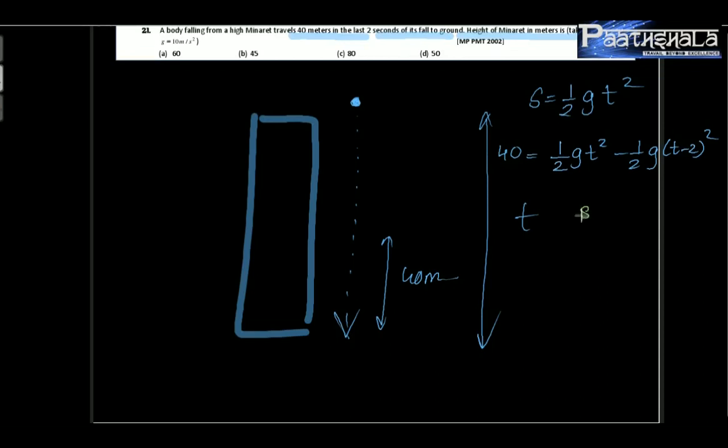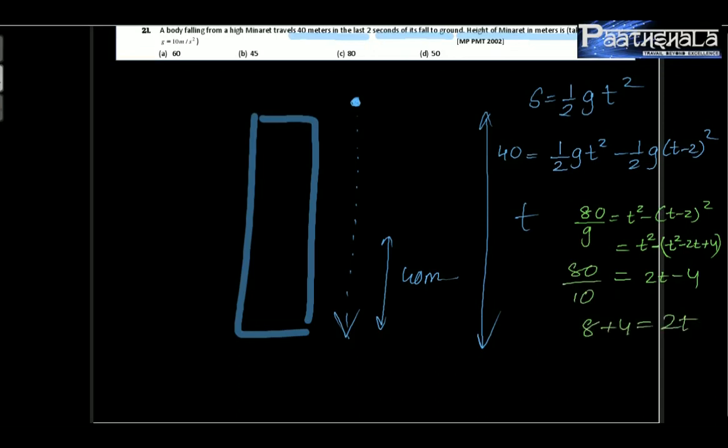Okay, so 80 divided by g is equal to t square minus t minus 2 the whole square, is equal to t square minus 2t plus 4. Is equal to, t square goes away, 2t minus 4, that is 80 by 10. So 8 plus 4 is equal to 2t. So 8 plus 4 is 12 by 2 is 6 is equal to t. It takes 6 seconds for the body to fall.